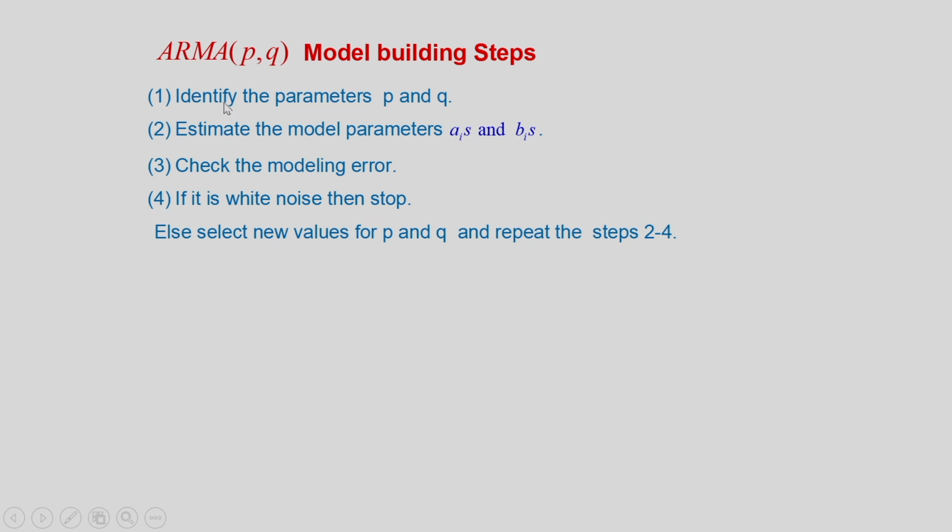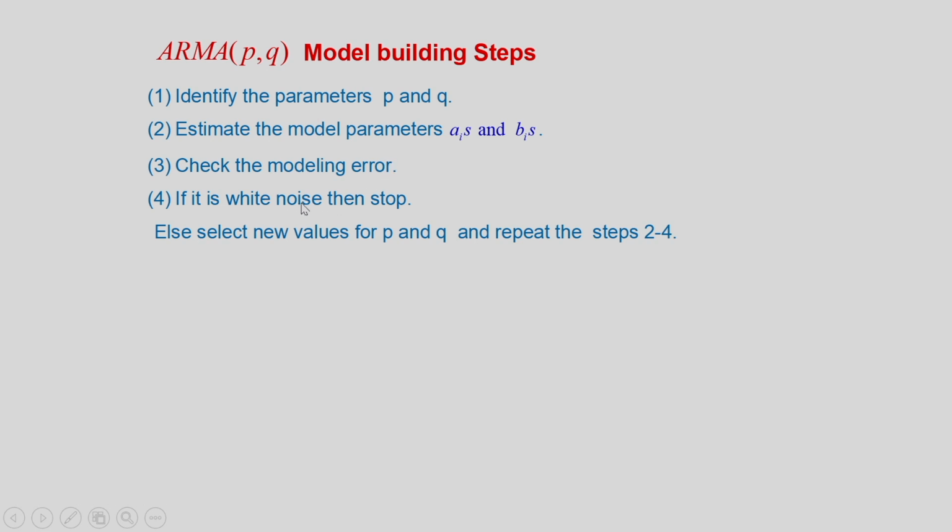First step is identify the model order parameters P and Q. After P and Q are identified, estimate the model parameters ai's and bi's. Check for the modeling error. Suppose we find out the difference between actual sample value and the value predicted by the model.